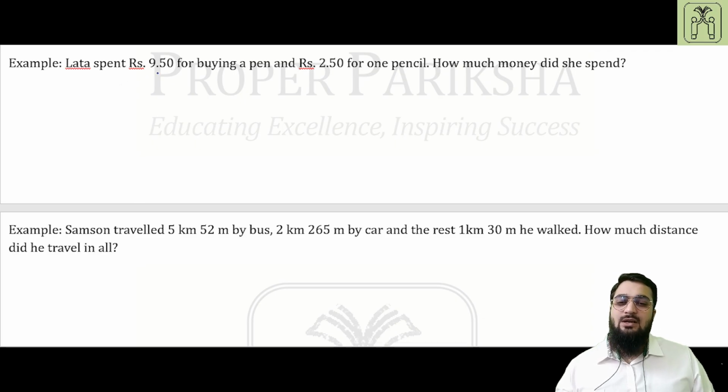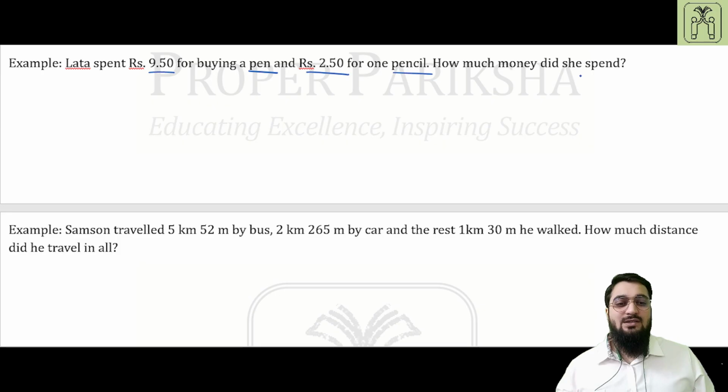Example: Lata spent 9.5 rupees for buying a pen and 2.5 rupees for one pencil. That is, a person is given and the task is mentioned that 9.5 rupees was used for a pen and 2.5 rupees was used for a pencil. Okay, how much money did she spend?